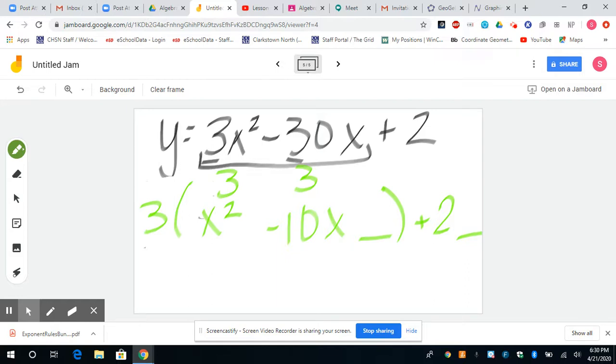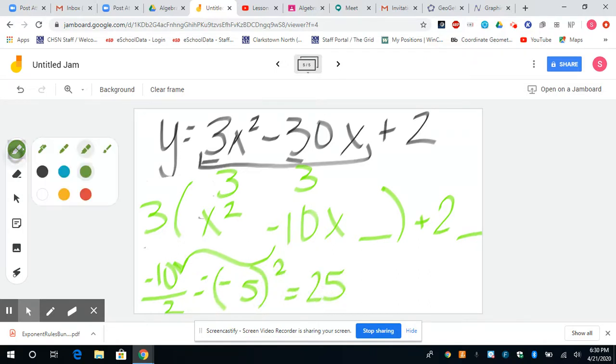Okay, so this is from prior lessons. So hopefully this is coming back to you. We take the middle term. We're completing the square, so we take negative 10. We divide it by 2, which we get negative 5. And then we square it to get a positive 25. So then what do you do with this number? Where does it go? Here.